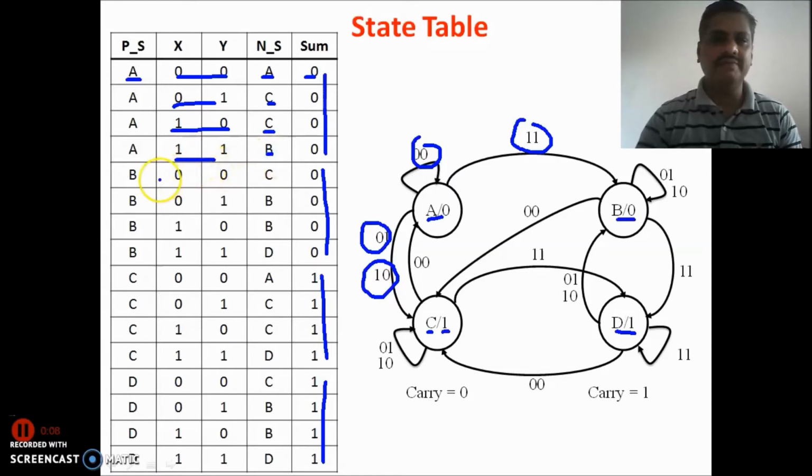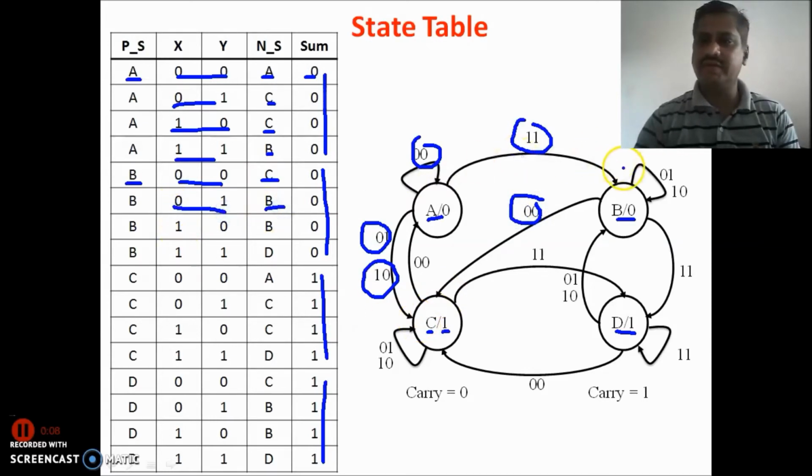Similarly, whenever we are in the B state, for 0 0 input, the next state will be C. For 0 1 input, the next state will be B. For 1 0 input, the next state will be again B. For 1 1 again, the next state will be D.